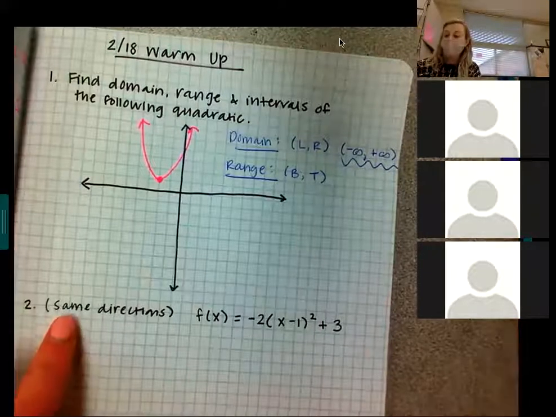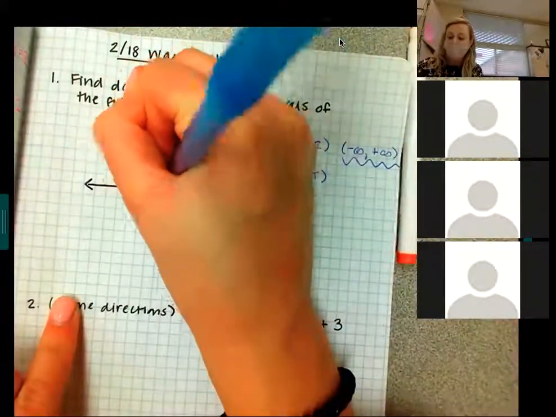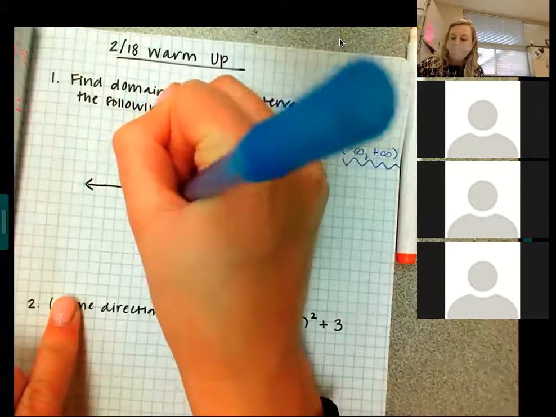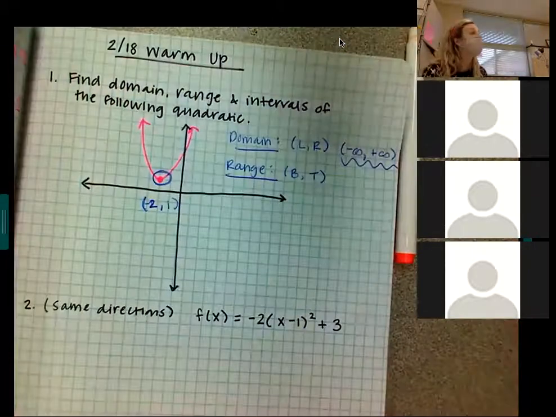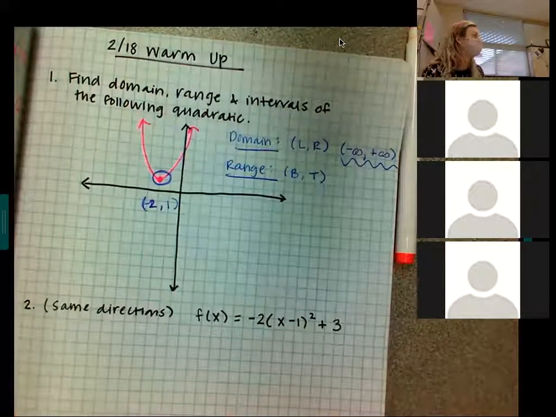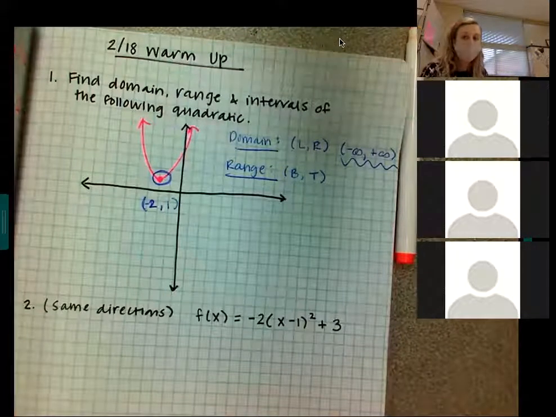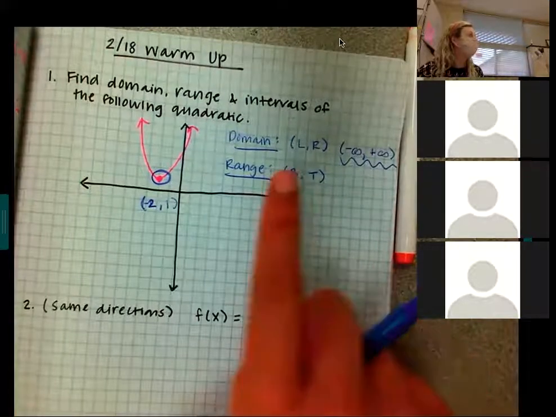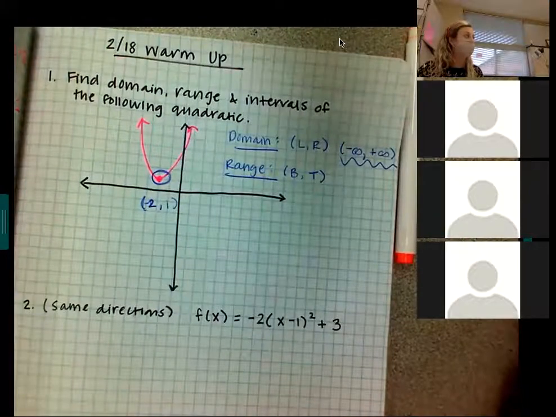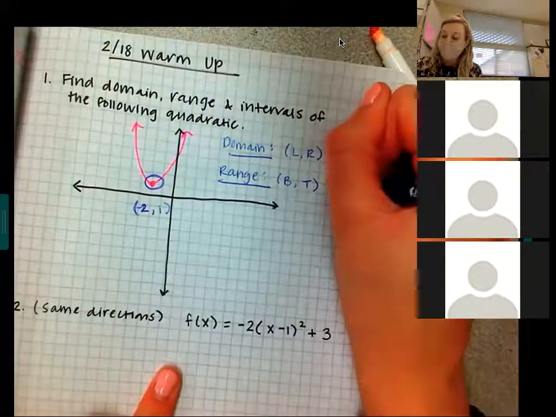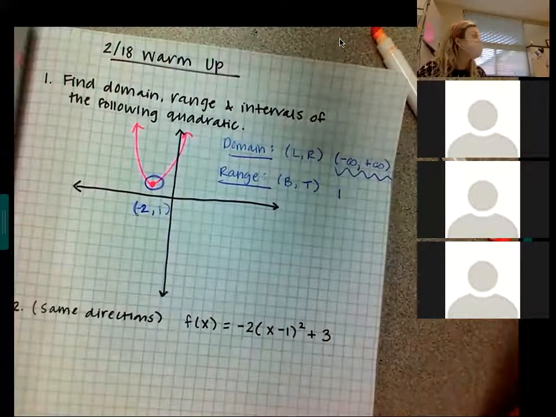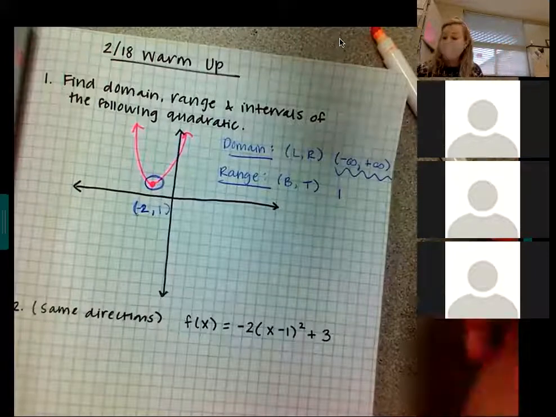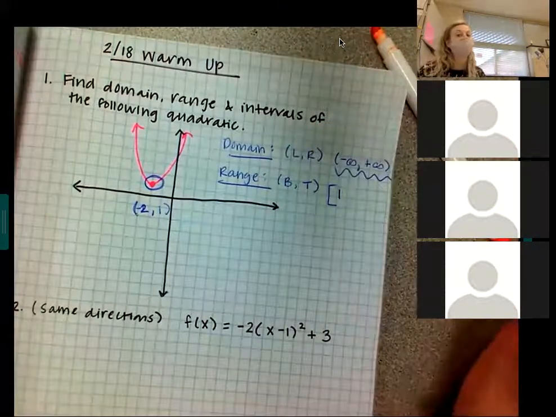So let's talk about the range really quick. I told you yesterday, if you label the vertex, it will help you find the range. So I'm going to label my vertex. What is the bottom Y value on this parabola? Start at the bottom of the pink. What's the Y value? 1. Now, 1 is a real number that I can see on that graph, right? So what do we use, Henry? A bracket, because you can see it touching 1.